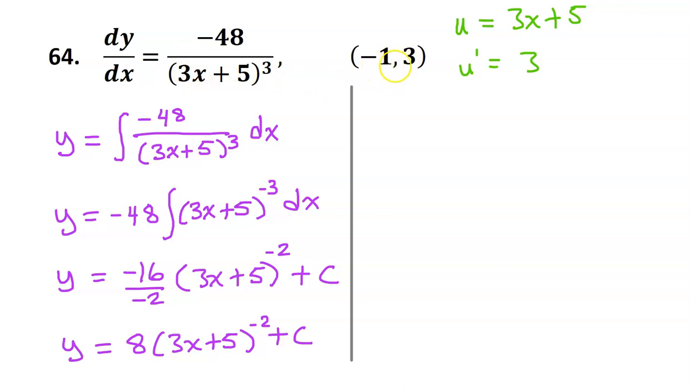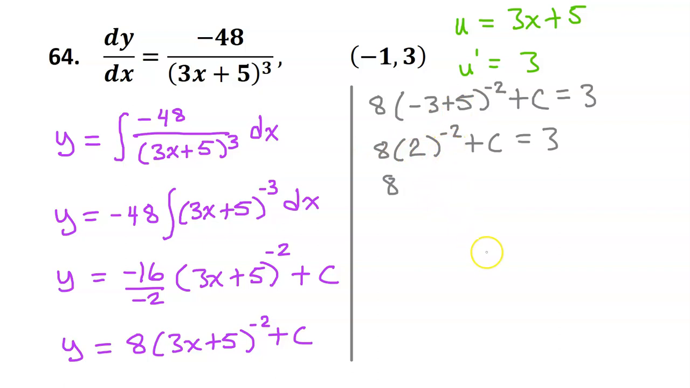In other words, we need to find the value of c when x is negative 1 and y is 3. So if you plug in negative 1 for x, you should get 3 for y. So here I plugged in negative 1 for x, which is why I'm getting a negative 3 here, and I'm putting 3 in for y. Negative 3 plus 5 is 2.